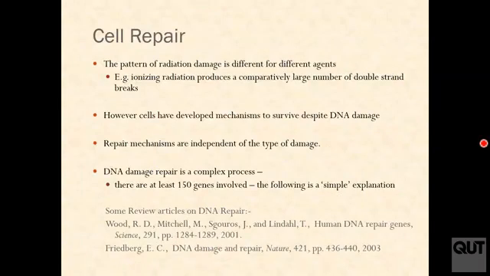So the pattern of radiation damage is different for different damaging agents. For example, ionising radiation as an agent produces a fairly large number of double-strand breaks, but cells have developed mechanisms to survive despite DNA damage. So you get repair mechanisms, and repair mechanisms are independent of the type of damage. If DNA is broken, it can repair itself by whatever mechanism.